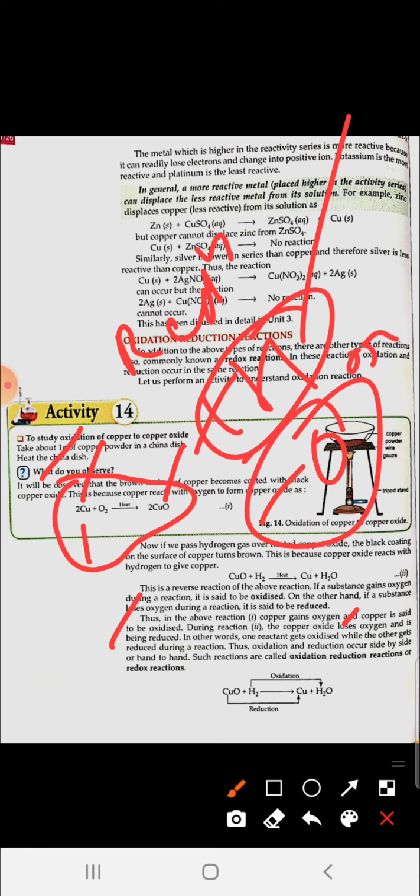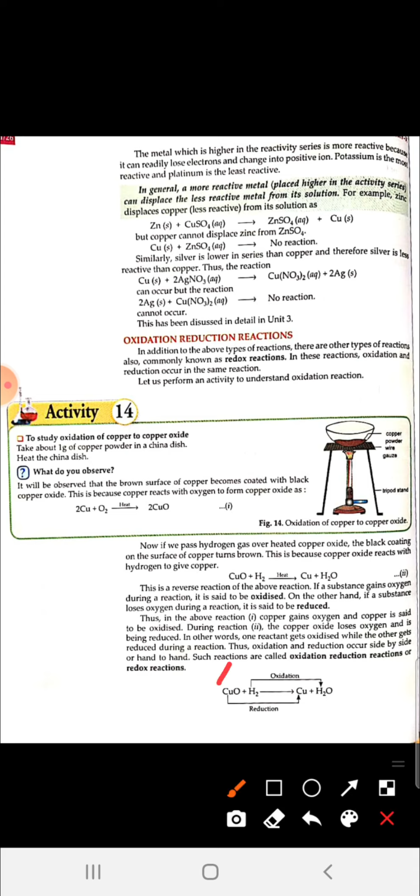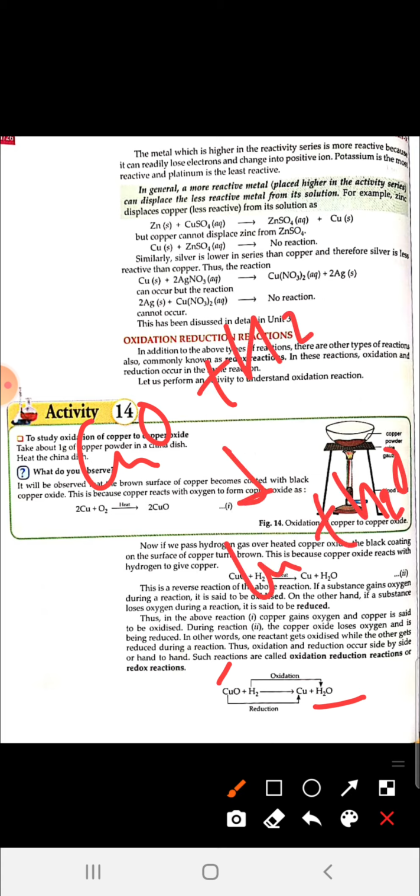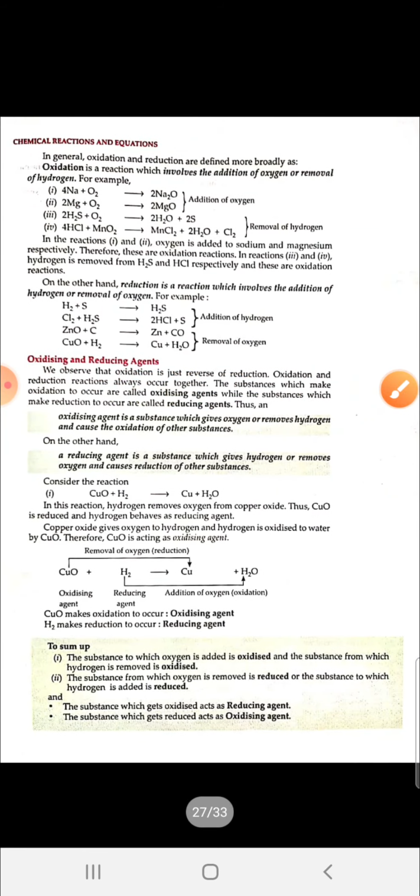So in a particular reaction, you can see here, CuO plus H2 gives you Cu plus H2O. Here you can easily see that oxygen from copper oxide goes away. It means copper oxide is losing its oxygen, so it means copper oxide is reduced. So it is being reduced, and hydrogen gets oxygen to form water. It means hydrogen is getting oxidized here. So here reduction occurs and here oxidation occurs. So these are very simple reactions.